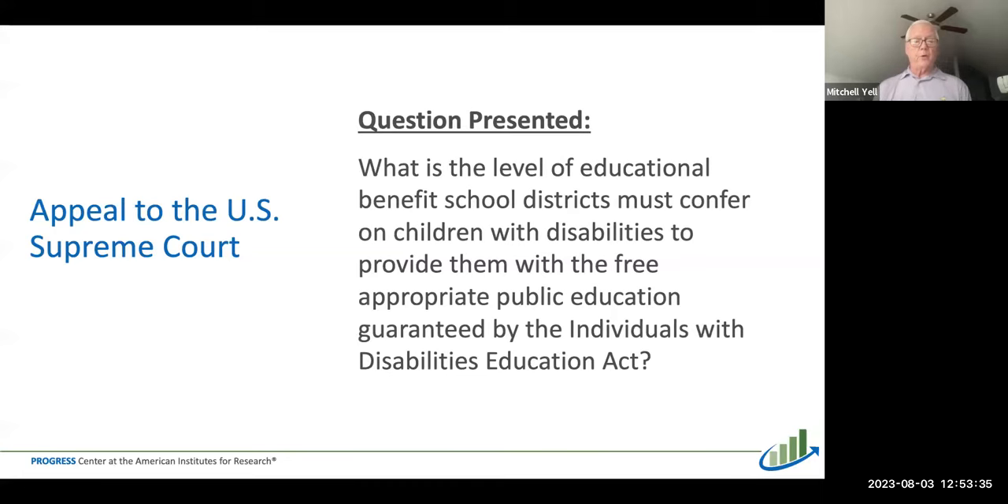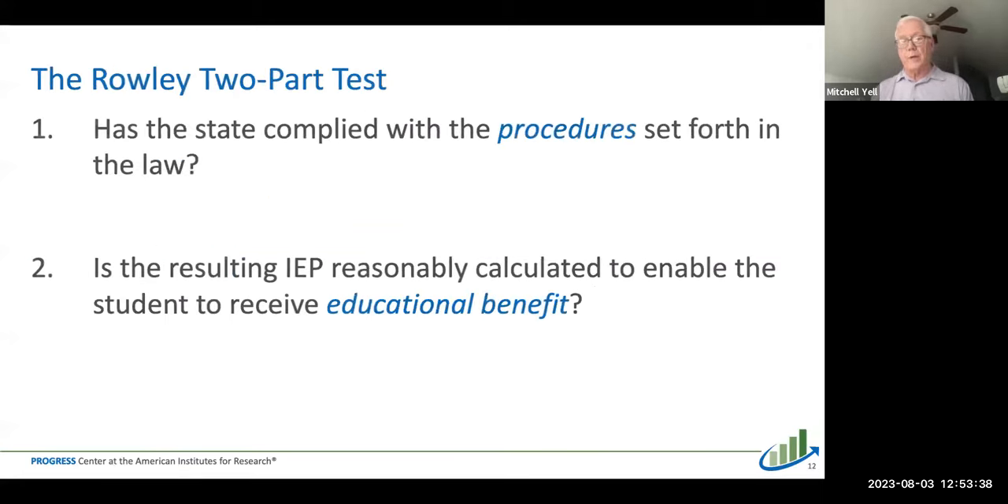So what the Supreme Court did is they created a two-part test to determine if Amy was actually receiving a FAPE. They said, first, we have to determine, did the school district comply with the procedures set forth in the law? Okay, these procedures are very important. And the Supreme Court rightly noted the IDEA is filled with procedures that we have to follow. So that was their first question. Did the Henrik Hudson School District comply with the procedures set forth in the IDEA?